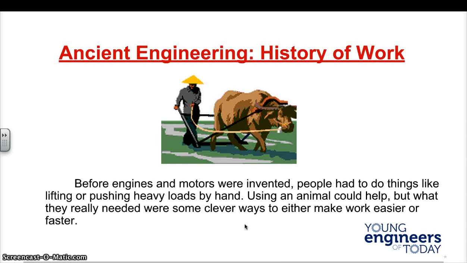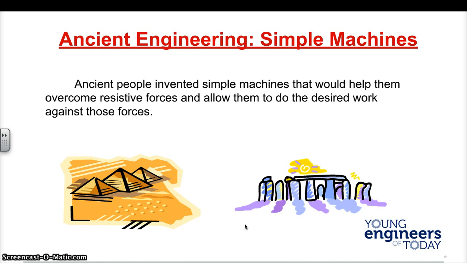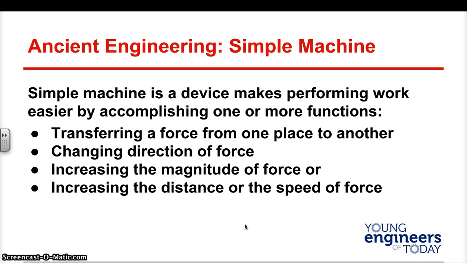Now, in history, before engines and motors were invented, people had to do things like lifting or pushing heavy loads by hand. Using an animal could help. What they really needed were some clever ways to make work easier or faster. This is where simple machines came in. Ancient people invented simple machines that would help them overcome resistive forces and allow them to do the desired work against those forces. A simple machine makes performing work easier by accomplishing one or more of the following functions: transferring a force from one place to another, changing the direction of the force, increasing the magnitude of the force, or increasing the distance or the speed of that force.